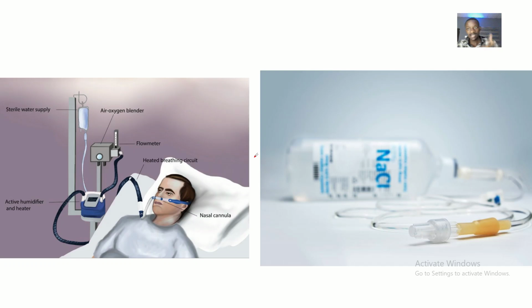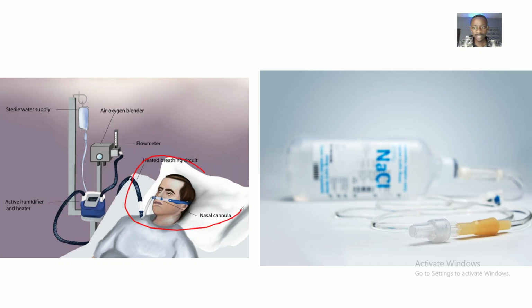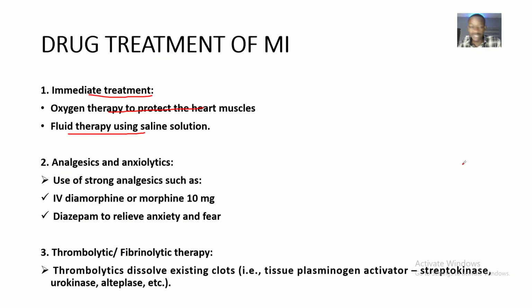This is an illustrative picture. For immediate treatment, you have to put the patient on oxygen therapy to protect the heart muscles from dying literally from ischemia. Then you could use fluid therapy using saline. This is oxygen therapy, and this is the normal saline that we're talking about. Done with that, that's the immediate treatment.